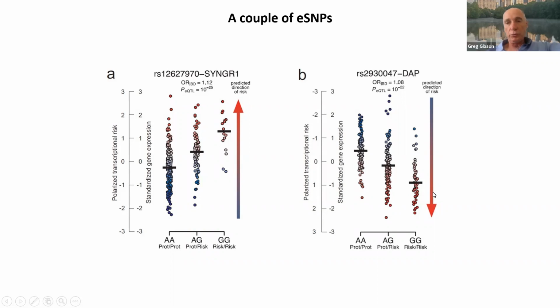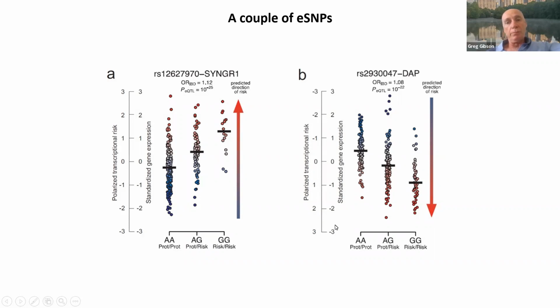So that effect is in the opposite direction. This is a gene called DAP. And interestingly enough, in this case, both of these variants are the risk allele, okay? So what that's telling us is that the risk allele is actually associated with increased expression of SYNGR1, and the risk allele here for GWAS is associated with decreased expression of DAP.